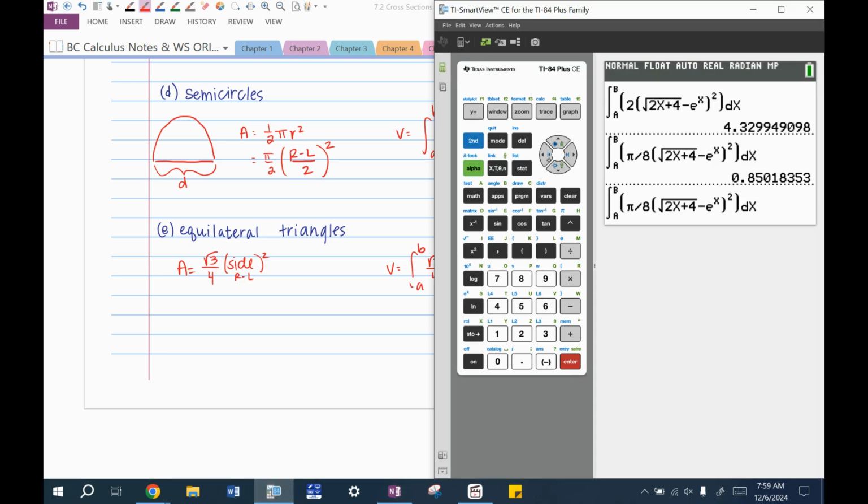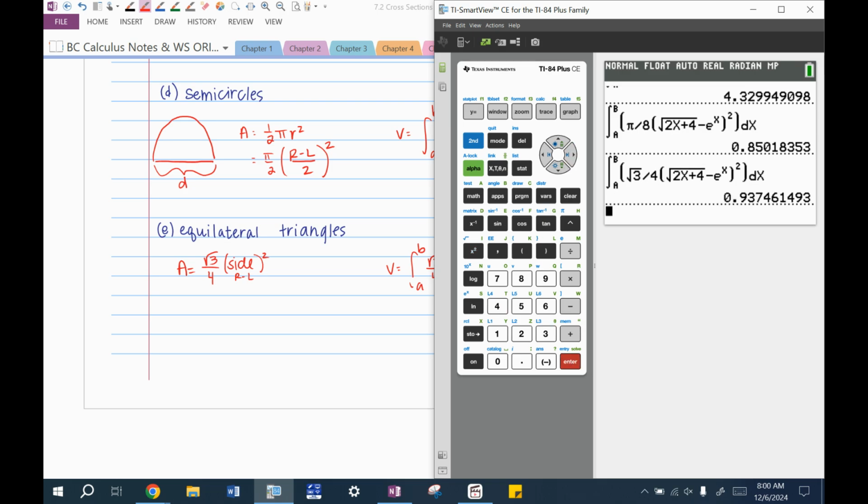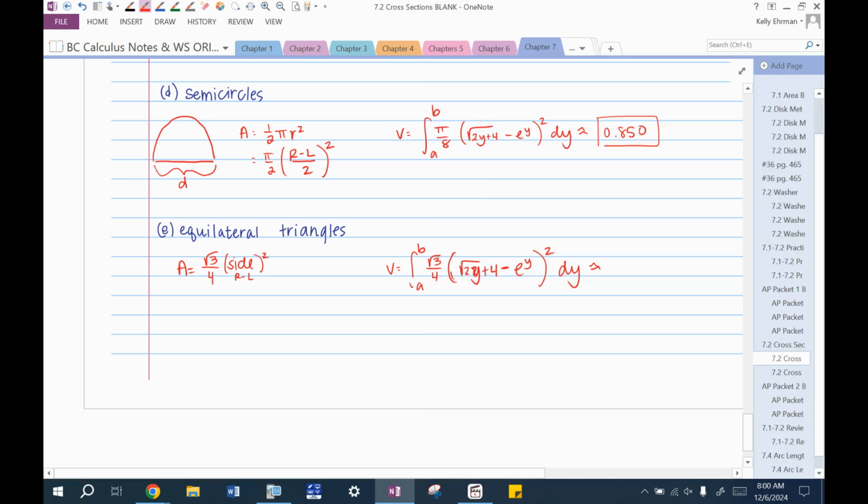So let me just call up that last line and change the pi over 8, just like I did on the previous page, to a radical 3 over 4. 0.937.